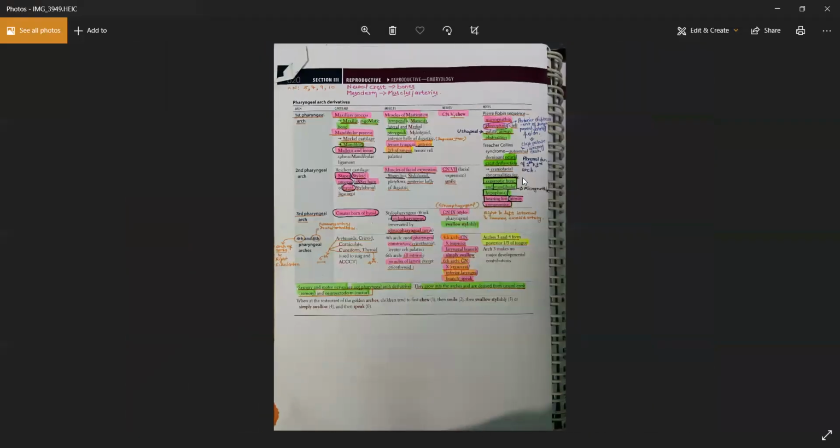So any more doubt on these arches? Very important to note. You can expect at least one or two questions from these arches for sure. A very high yield topic it is. So please note, and ask if there is any doubt.